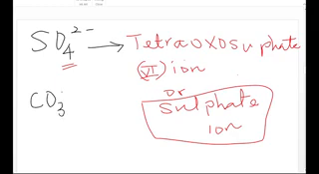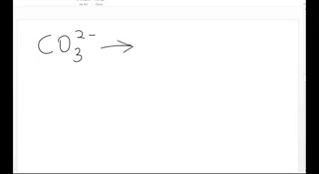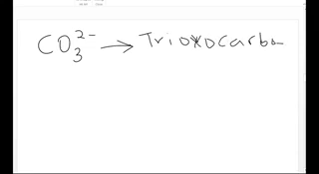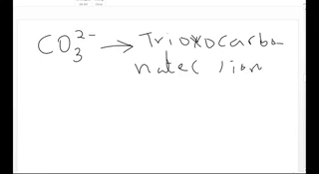Now what if I have something like this? CO3 2 minus. Let me do that in the next slide. CO3, the charge is what? 2 minus. Now what is the name of this radical? This is called trioxo, oxygen, right? Carbon, carbonate. Are you following the trend? Carbonate ion. It's an ion because of the charge. Now trioxocarbonate something. Now what is that something called?